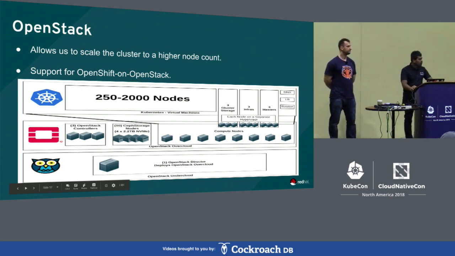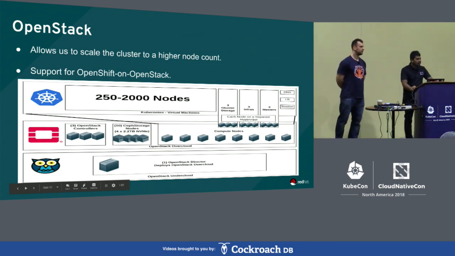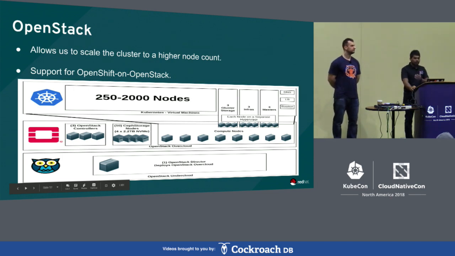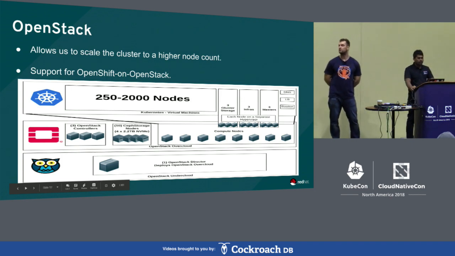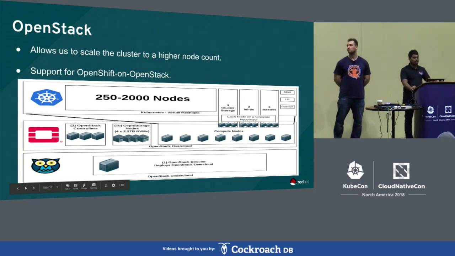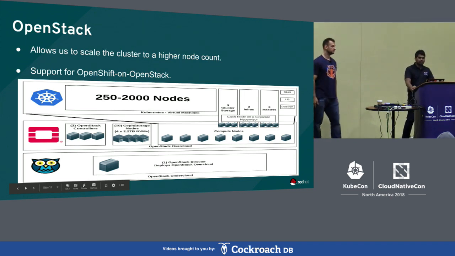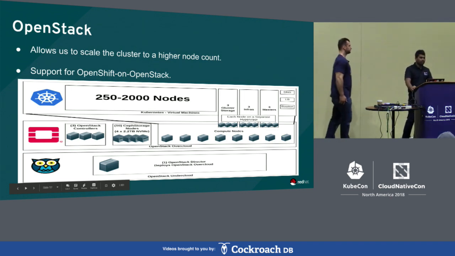We use TripleO to deploy OpenStack. TripleO basically brings up the OpenStack undercloud, which manages the hardware and installs the OpenStack overcloud. The overcloud is where we host all our OpenShift virtual machines. TripleO also installs a Ceph cluster, which manages the storage for all these OpenStack virtual machines.